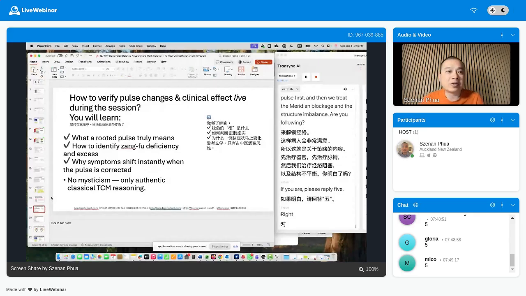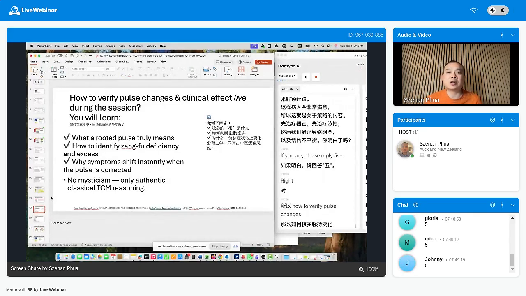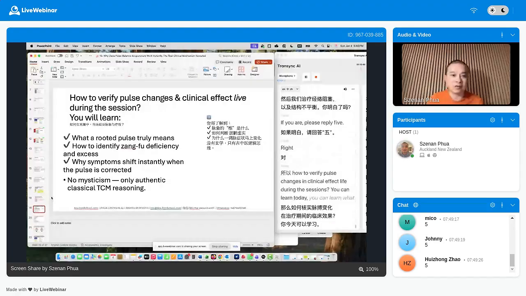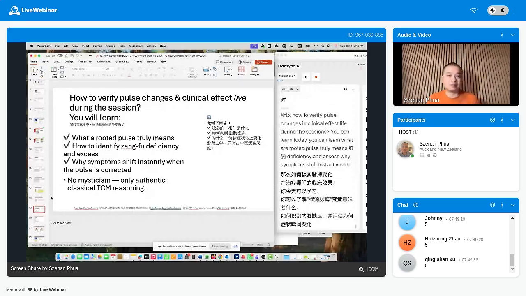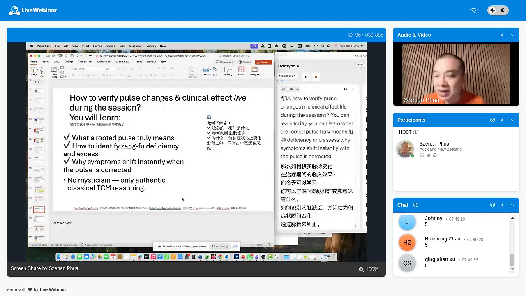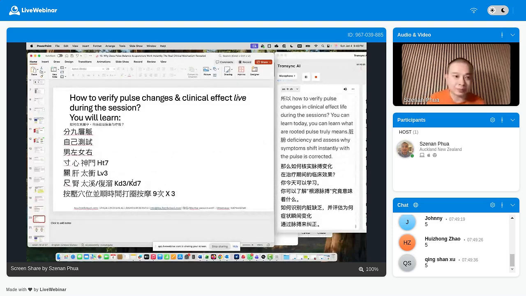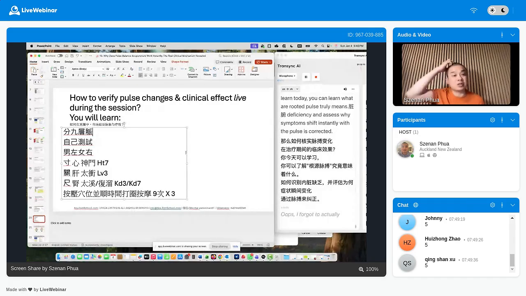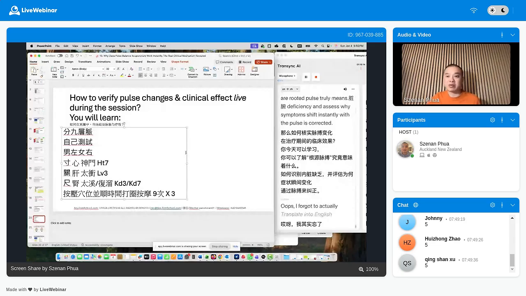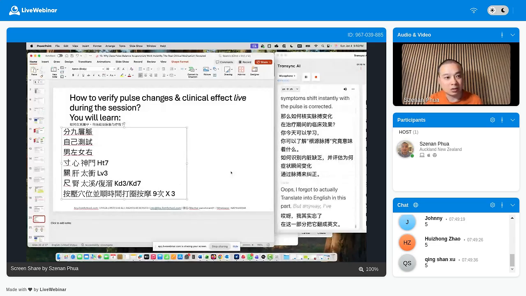So how to verify pulse changes in clinical effect live during the sessions? You can learn what a rooted pulse truly means, how to identify 脏腑 deficiency, and assess why symptoms shift instantly when the pulse is corrected. So today I will teach you how to feel the pulse root. Oops, I forgot to translate into English in this part. But anyway, I've got Chinese in here. You can write it down.